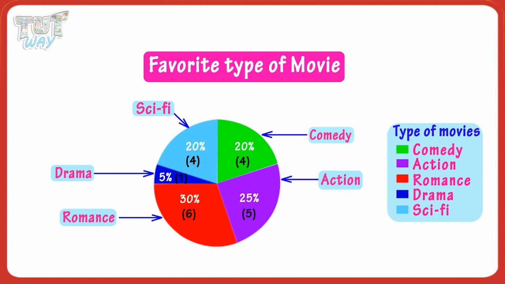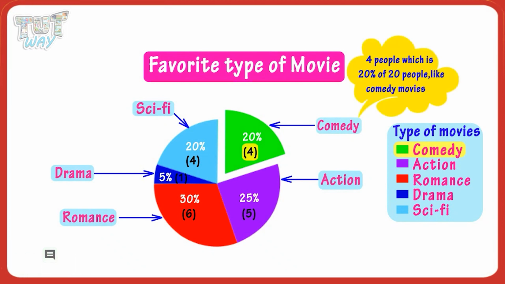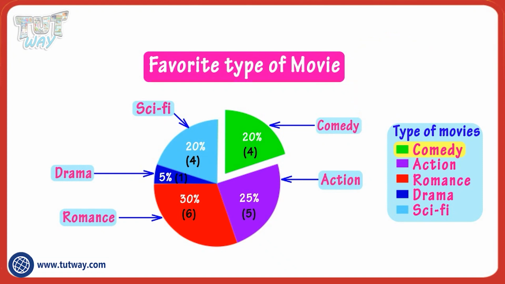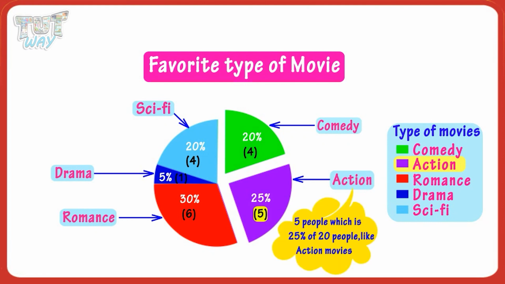As the labels on the graph tell, the green portion represents the fraction of people out of 20 people that like comedy movies. The label also says 4 people, which is 20% of 20 people, like comedy movies. Now the labels on the graph tell the purple portion represents the fraction of people that like action movies. The label also says 5 people, which is 25% of 20 people, like action movies.